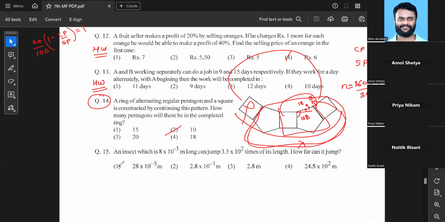Sir, can you explain this question again? I didn't understand anything in this question. Sure. Sir, I wanted to ask if we subtract the addition of 90 degrees plus 108 from 360, because we can use the formula 180 into (n minus 2) upon n, which is equal to 360 minus (90 plus 108).